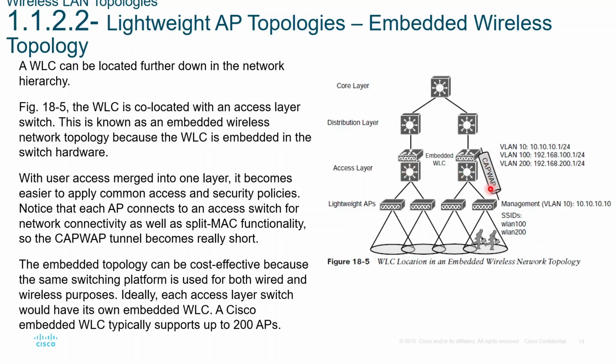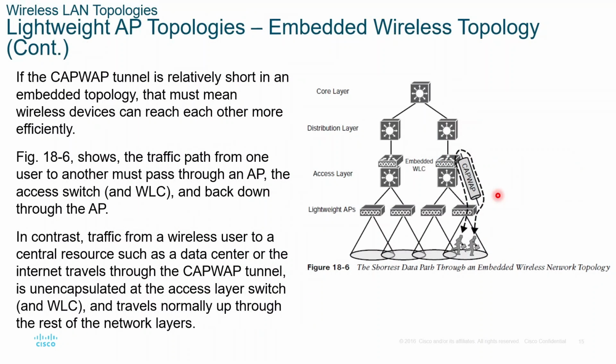It becomes more with user access merged into one layer. It becomes easier to apply common access and security policies. So it's just for security purposes. Everything will be the same, even if it goes to the core layer. It's just that the round trip will be less. And embedded shows that wireless traffic can reach each other efficiently. That's it.